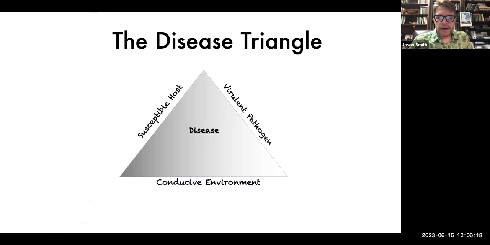One of the key concepts that we always want to remind people of when talking about disease is the disease triangle. This is a good way to conceptualize what happens when you have the interaction between a susceptible host, an environment that's conducive for disease development, and a pathogen which is known to be virulent. What I'm trying to say here is that for disease to happen, you need to have all three of these components lining up.